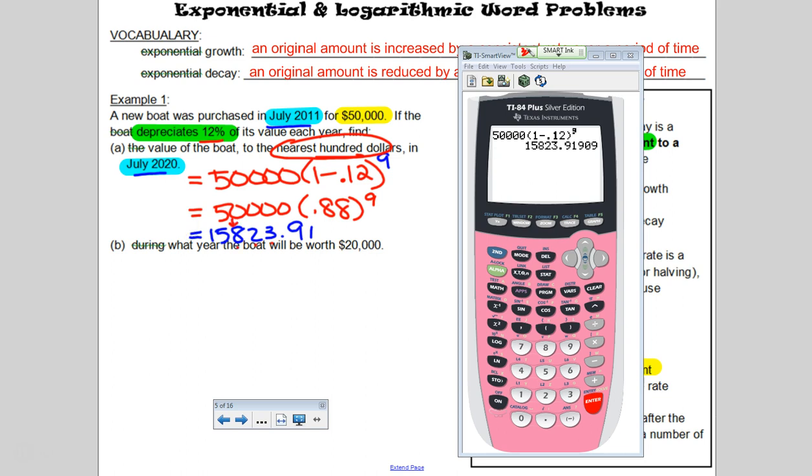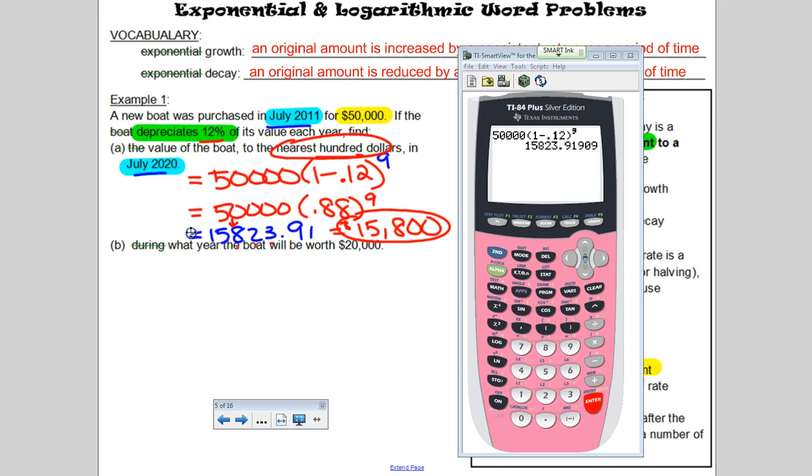The next number is a 2. That means it's going to stay an 8. So to the nearest $100, it's $15,800. Okay, number B. During what year will the boat be worth $20,000?